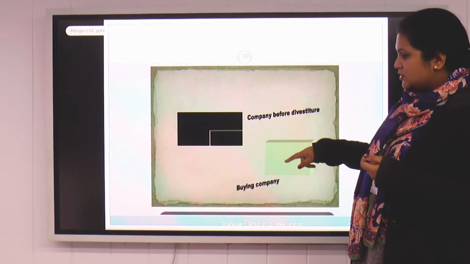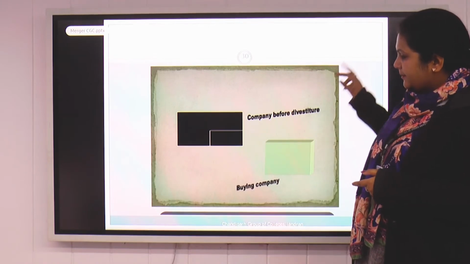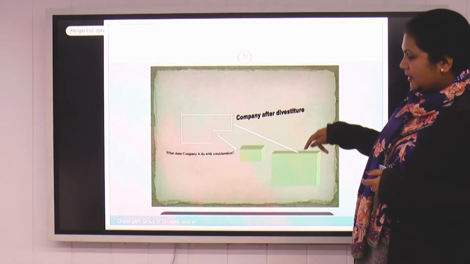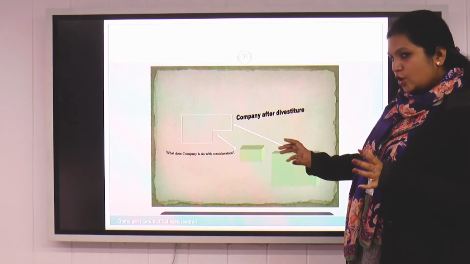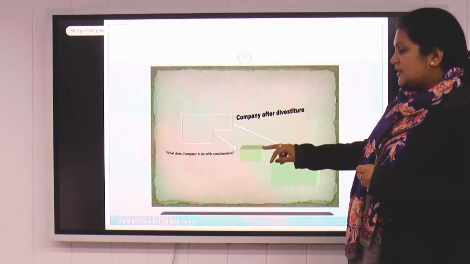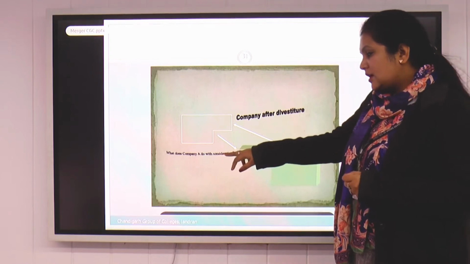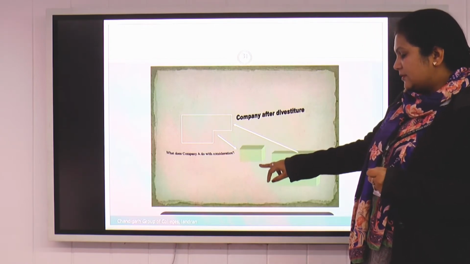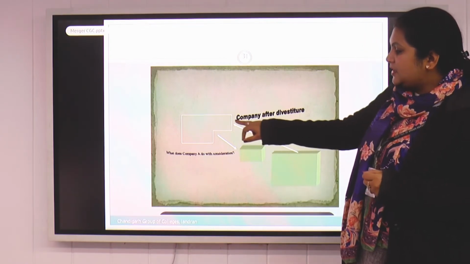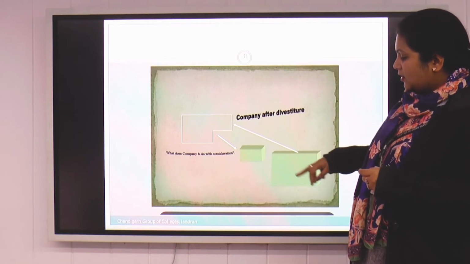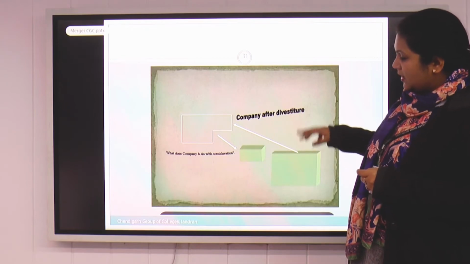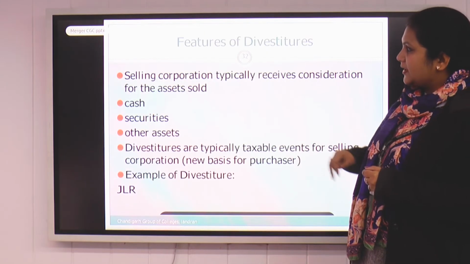Company before divestitures is the huge one, the big one. Buying company. The company after divestitures, the smaller one, is the company that you sold. What does company A do with this consideration? Now this is the company after divestitures. Do you still have this small segment? No, you sold it, and this big one is what remains with you after divestiture.